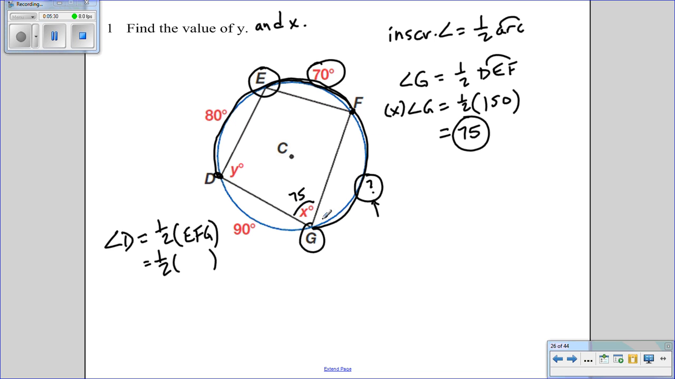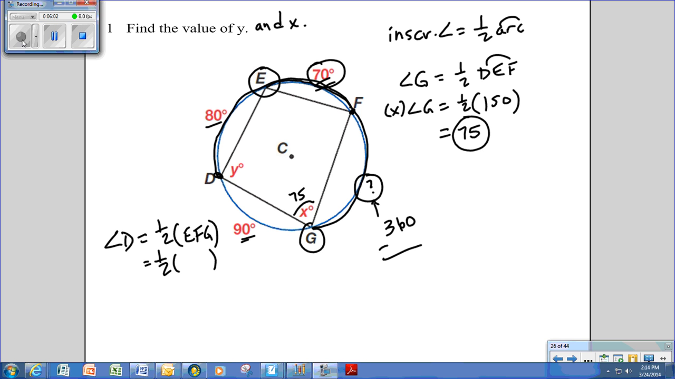I know all the way around a circle is 360. So I can figure this part out because it's the only piece of this circle we're missing. This arc is going to be 360 minus the rest of these. Once I get this part, arc FG, I can add it to 70, and then cut it in half and find my inscribed angle. So we're going to go 80 plus 70 plus 90, and subtract that from 360.